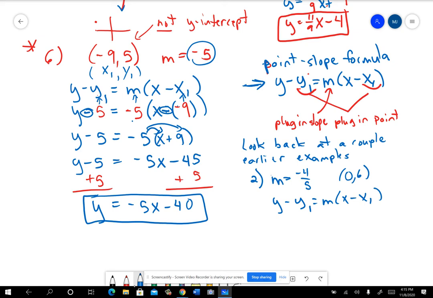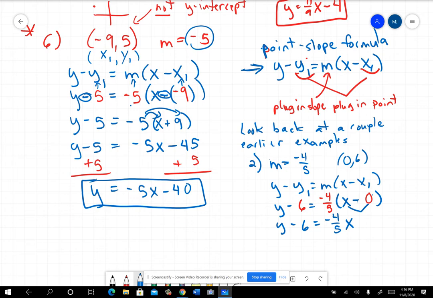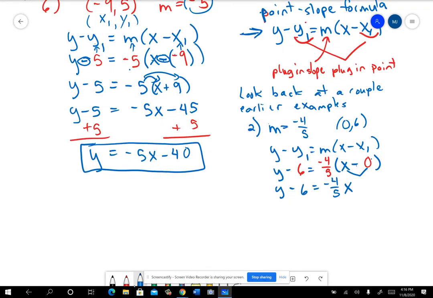So in place of the y1, you could put the 6. In place of the x1, you could put the 0. And in place of m, you're going to put the -4/5. Then you're just going to work on cleaning that up. Okay. So then wouldn't we have y minus 6 equals, and here you might either distribute or you might have gone ahead and realized x minus 0 is just x. So you have -4/5 times x, and you need it to be in y equals mx plus b form, so you got to get the y by itself.